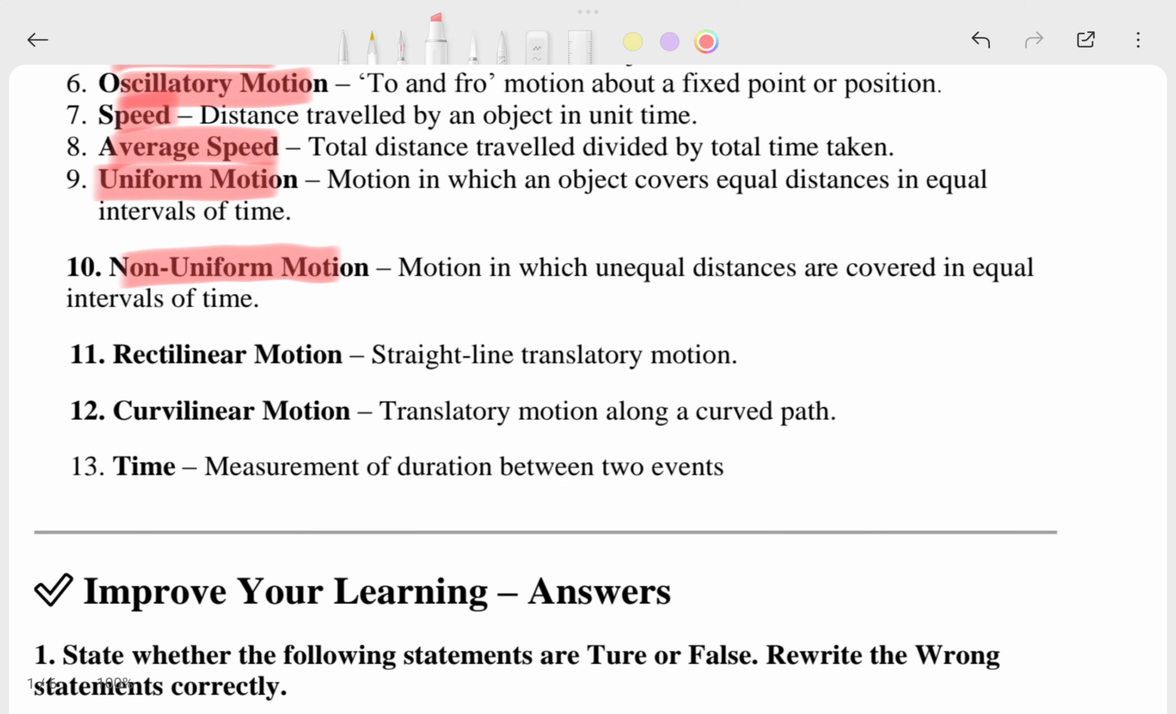This is rectilinear motion, this is curvilinear motion, and this is time. Actually these are not given in your textbook. Only 8 to 9 keywords are given in your textbook, so you can check.